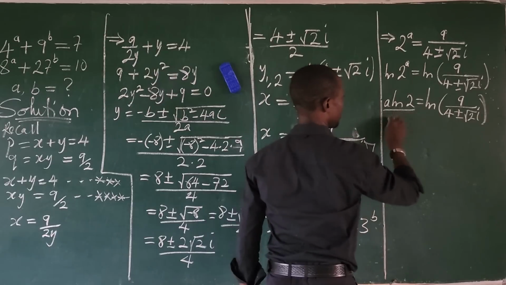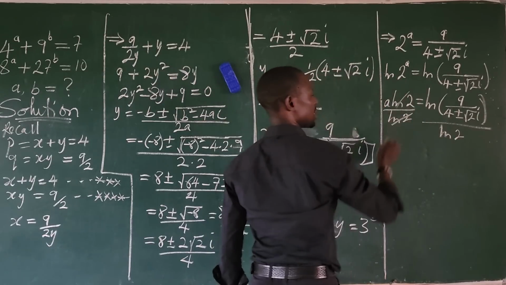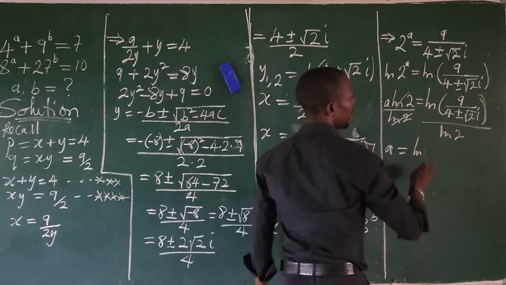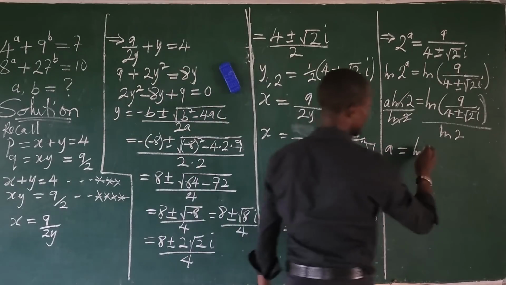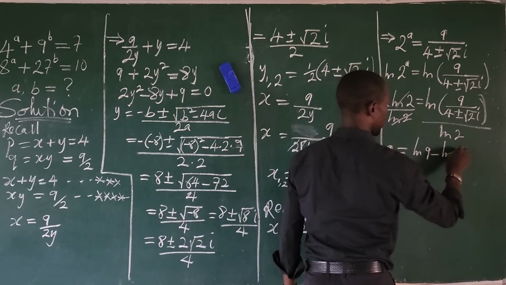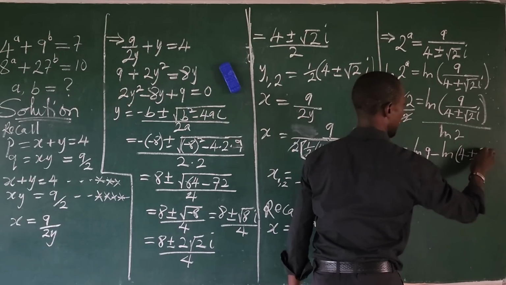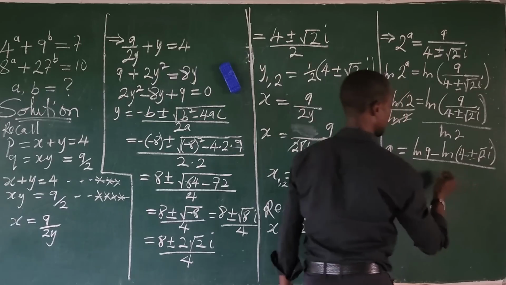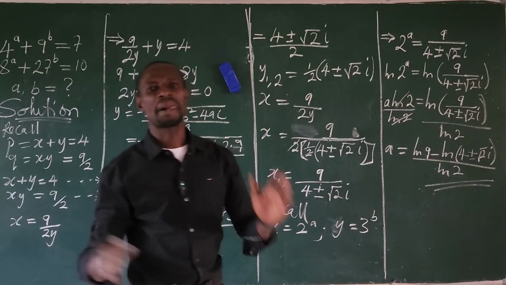Okay, so we divide through by ln of 2. So we now have a is equal to the ln. Now we can apply the division law here. If we apply the division law of logarithm, we're going to have ln of 9 minus the ln of bracket 4 plus minus the square root of 2 iota close bracket, all over the ln of 2. This is the value of a.